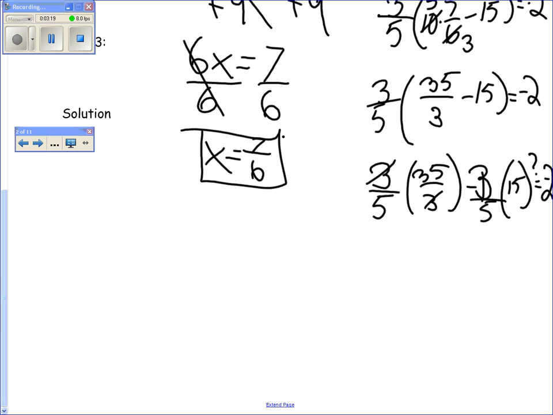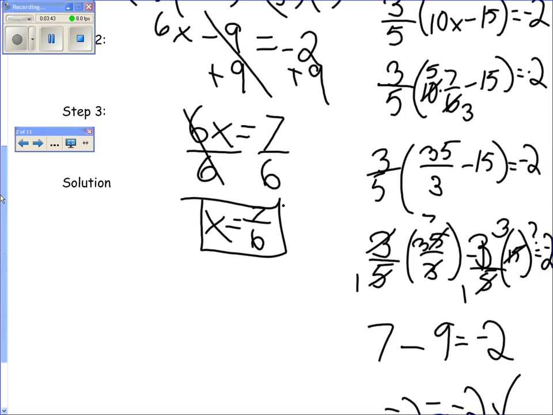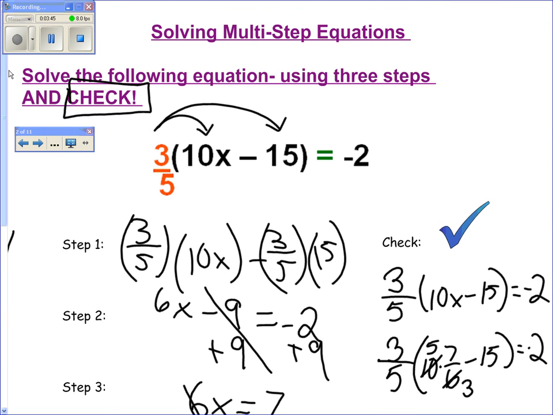So when I multiply 3/5 times 35 over 3, you can see I'm doing some canceling. I'm left with 7 minus, again, I'm going to do some canceling here. This is 1 and this is 3, minus 9. And look what happens. 7 minus 9 is -2. We did it correct. So just to reiterate, when we're solving these multi-step equations, you want to remember the distributive property, and you want to remember that whatever is on the outside, you're going to distribute to every term that's inside the parentheses. And then don't forget to check your work.